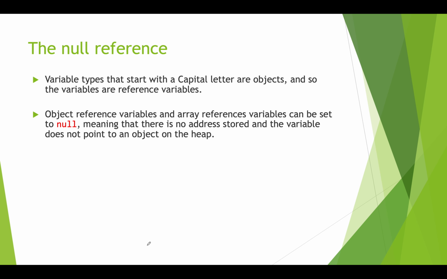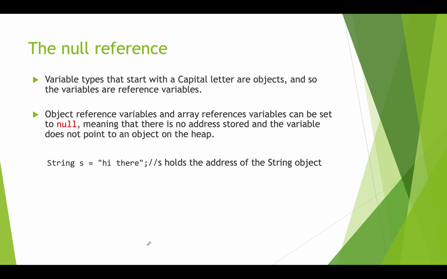Okay, so again, about the null reference, remember that any types that start with a capital letter are objects. And so those variables are actually reference variables. So both object reference variables and array reference variables can be set to null. So we know that they're null when they're created if we don't assign something to them, but we can also explicitly set them to null as the programmer. And that's a way to say, forget about this thing that you're pointing at. So let's look at an example.